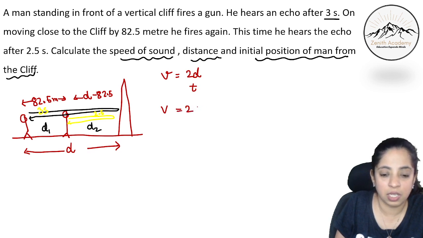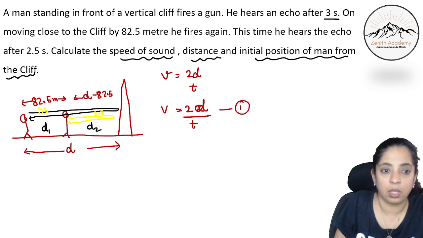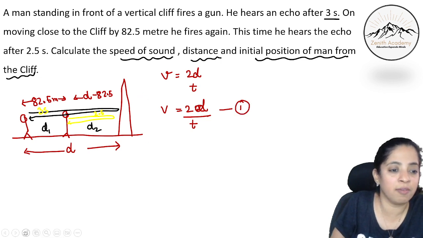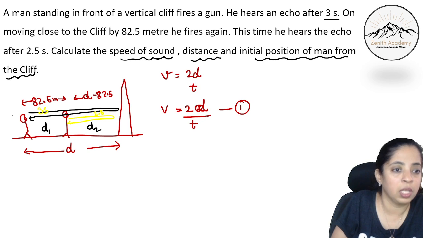So for the first one, it is 2, total distance is x. Oh, sorry, d. The total distance is d upon time. This is equation number 1. Now for the second case, this was at position A. I will write it properly. This is at position A. This is at position B.